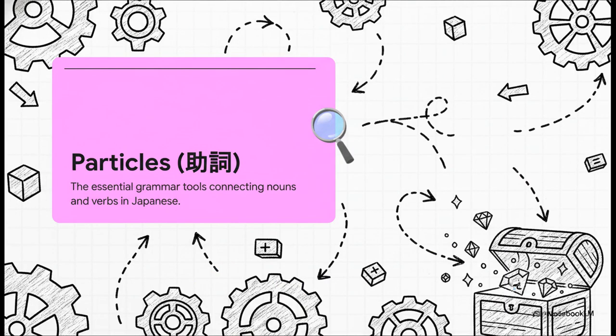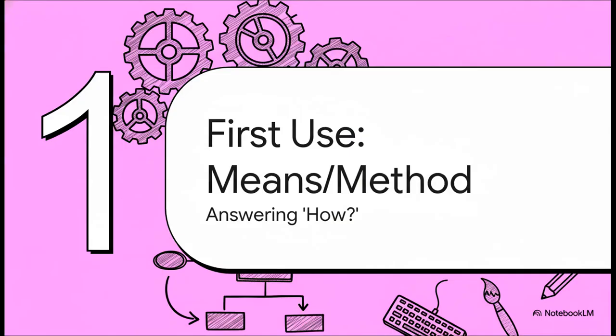Now, just as a quick refresher, particles are those little words that basically act as the grammar glue in a sentence. They connect everything and give it meaning. And today, we're focusing on one of the most useful tools in the entire toolbox, the particle de, pronounced de. Okay, let's dive right in.